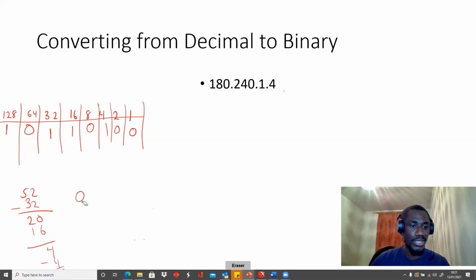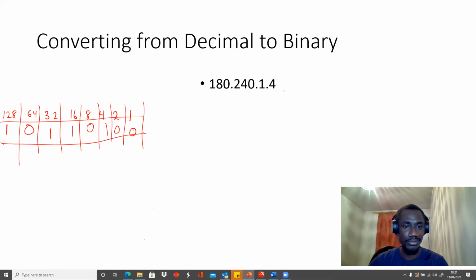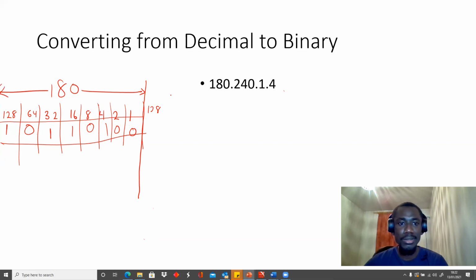So the first number, which is 180, when it's translated into binary, we have what we have down there. The second number, which is 240. So we'll start with 128 again. So this is the boundary. This is the first number, 180. It's up to here. Yeah. The second number will be 240.